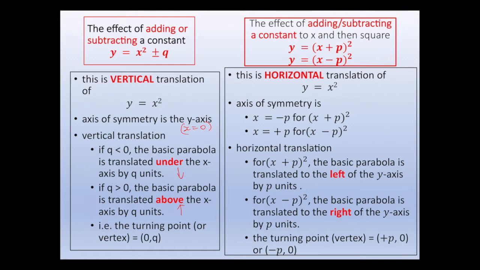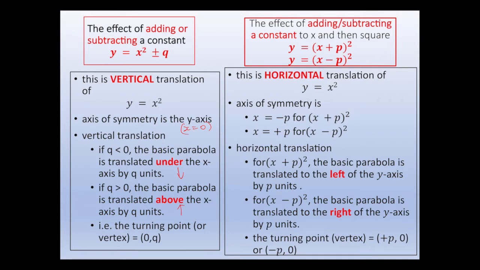Alright, so now the turning point, or the vertex, is either 0, plus q or 0, minus q. It depends on where it is. The effect of adding and subtracting a constant to x and then squaring is actually the horizontal translation of y equals x squared.